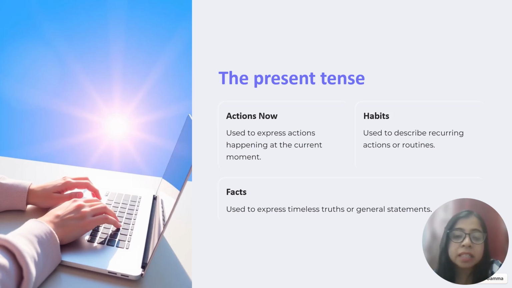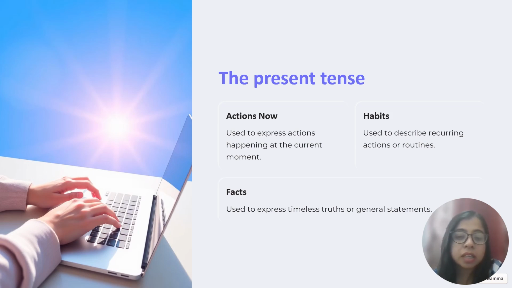Okay, next is habits, used to describe recurring actions or routines. So something which is a routine, you eat your lunch daily. So I eat my lunch daily. So this is also a present tense. Okay. This is a simple present tense. I eat my lunch daily. So when you're telling about a routine or action that is recurring, that is happening again and again, then that is a habit. Okay. And we are using present tense in this.